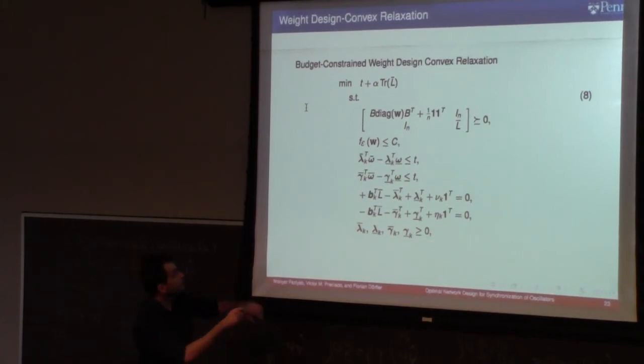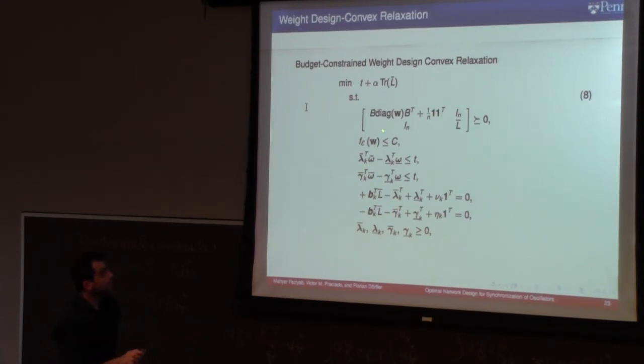So this constraint is my budget constraint. These 5 equations handle the uncertainty. And this LMI pushes L bar, hopefully, to the pseudo-inverse of this. And I replace the pseudo-inverse by L bar here.